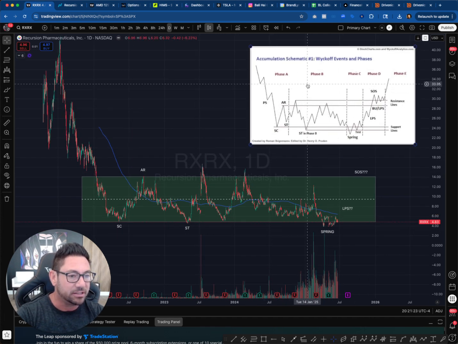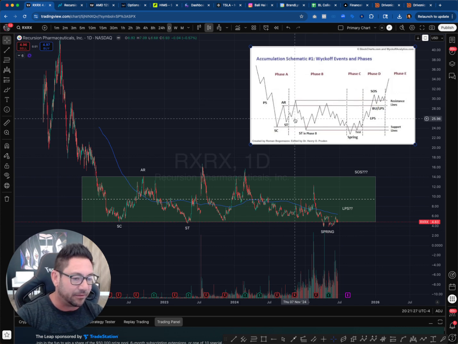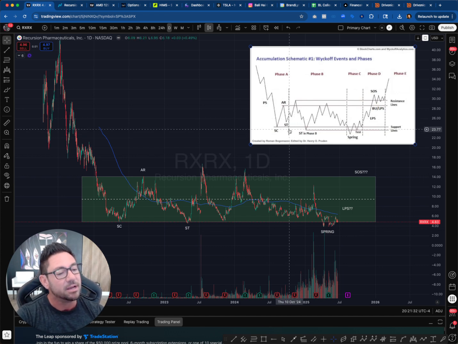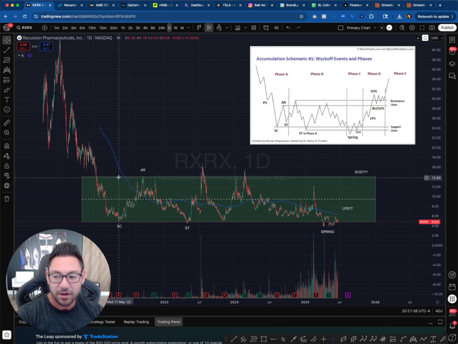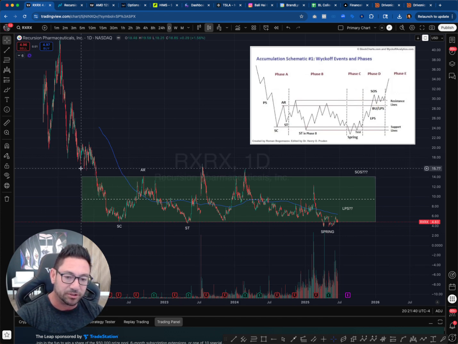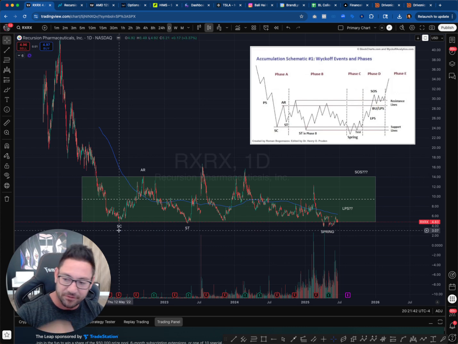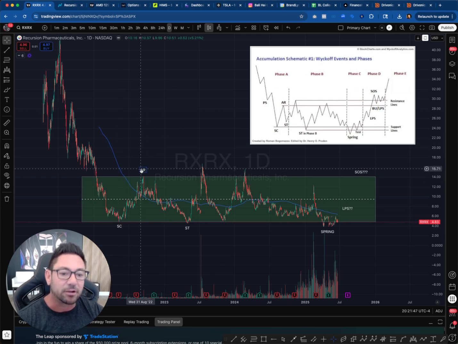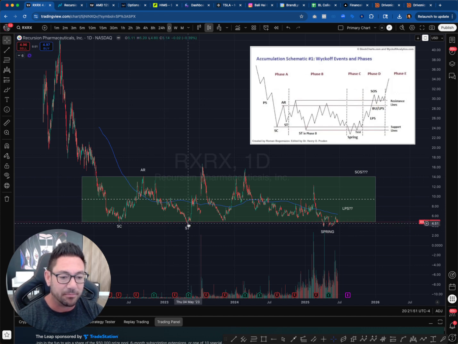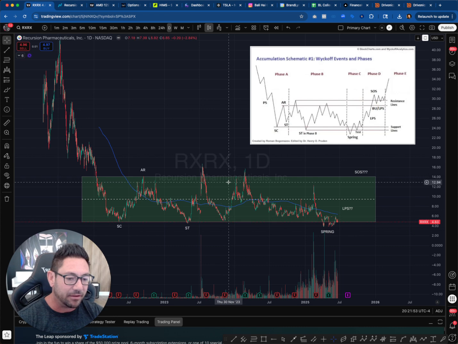So here's the schematic of the accumulation phase via Richard Wyckoff, obviously. If you're not familiar with this, go back and study it. But simply put, it's just an accumulation range. First you have your preliminary support, which is right here, and then you have your selling climax that goes down to the bottom of the range. Then you have your automatic reaction. Then you have your secondary test of that bottom end of the range. Then you have obviously some chop.